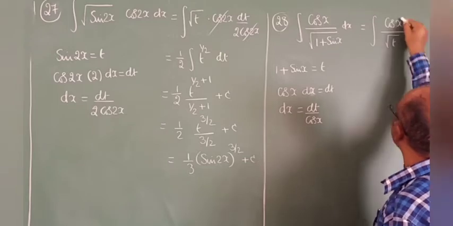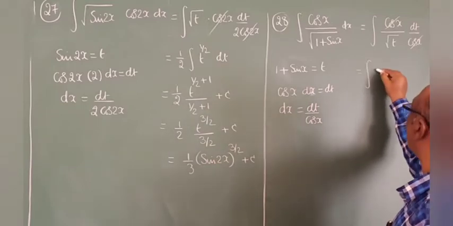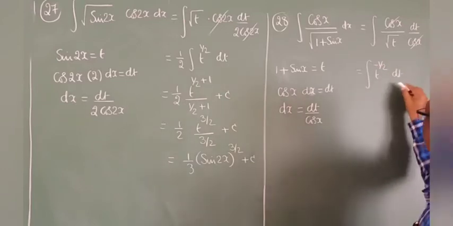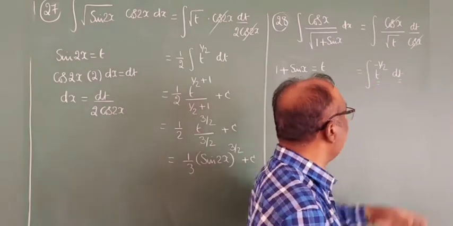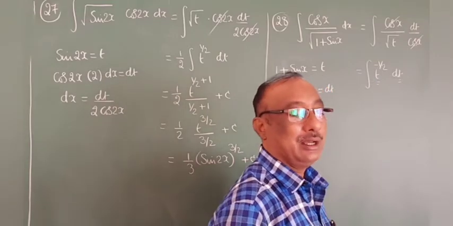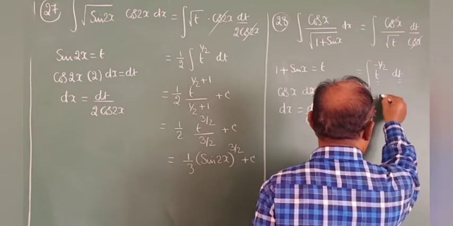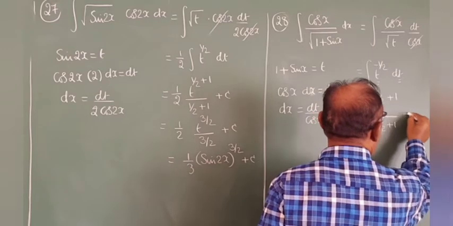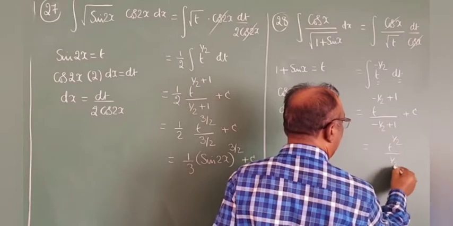Now the cos x will be cancelled. Now we can take the integral of t power of minus 1 by 2 dt. Here also t, here also t. Here also a single variable t, here also a single variable t. Now apply the t power of n formula. That is equal to t power of minus 1 by 2 plus 1, by minus 1 by 2 plus 1, plus c. So t power of 1 by 2 by 1 by 2 plus c.